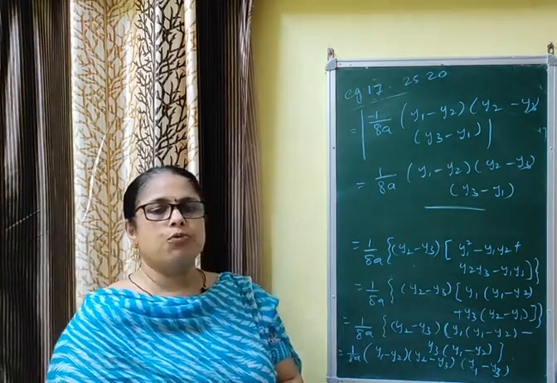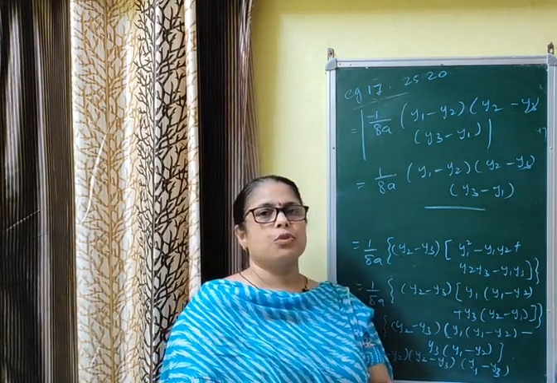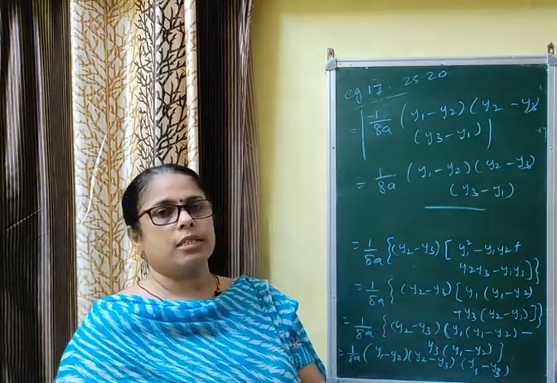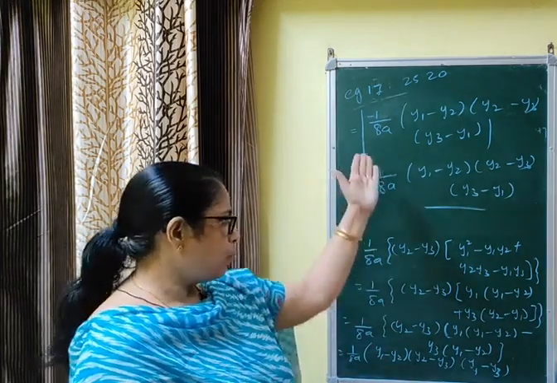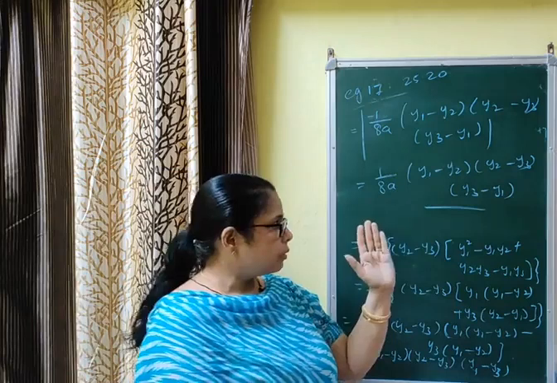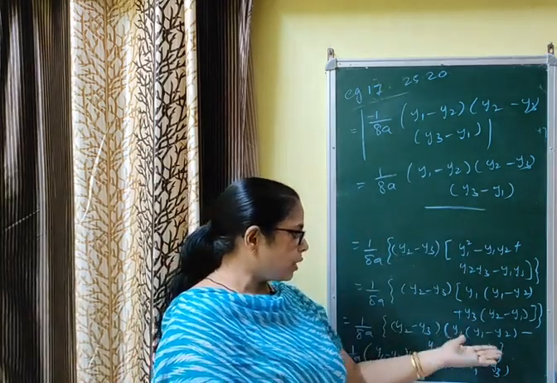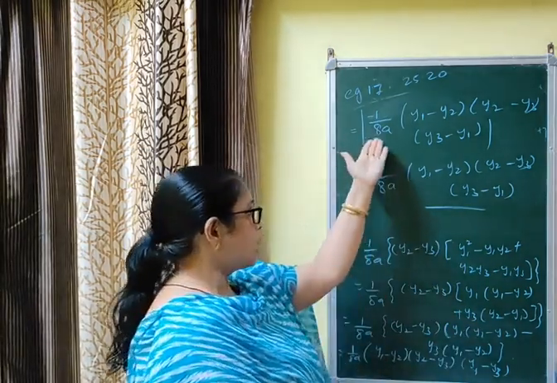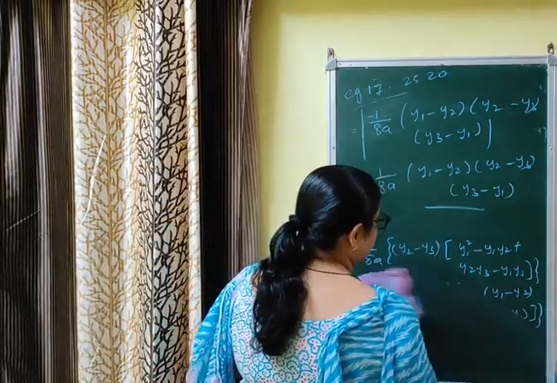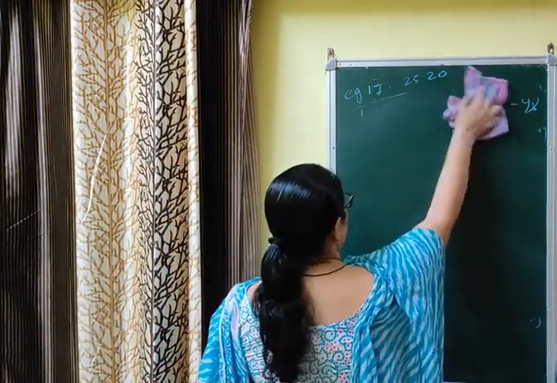Then by using the formula, area of triangle equal to half into mod of x1 into y2 minus y3 plus x2 into y3 minus y1 plus x3 into y1 minus y2. By putting this in, after rearranging the terms, taking the common factor, and lastly taking only the positive sign, we got the required result. This question you should do at least 2 to 3 times, otherwise you will forget every step.